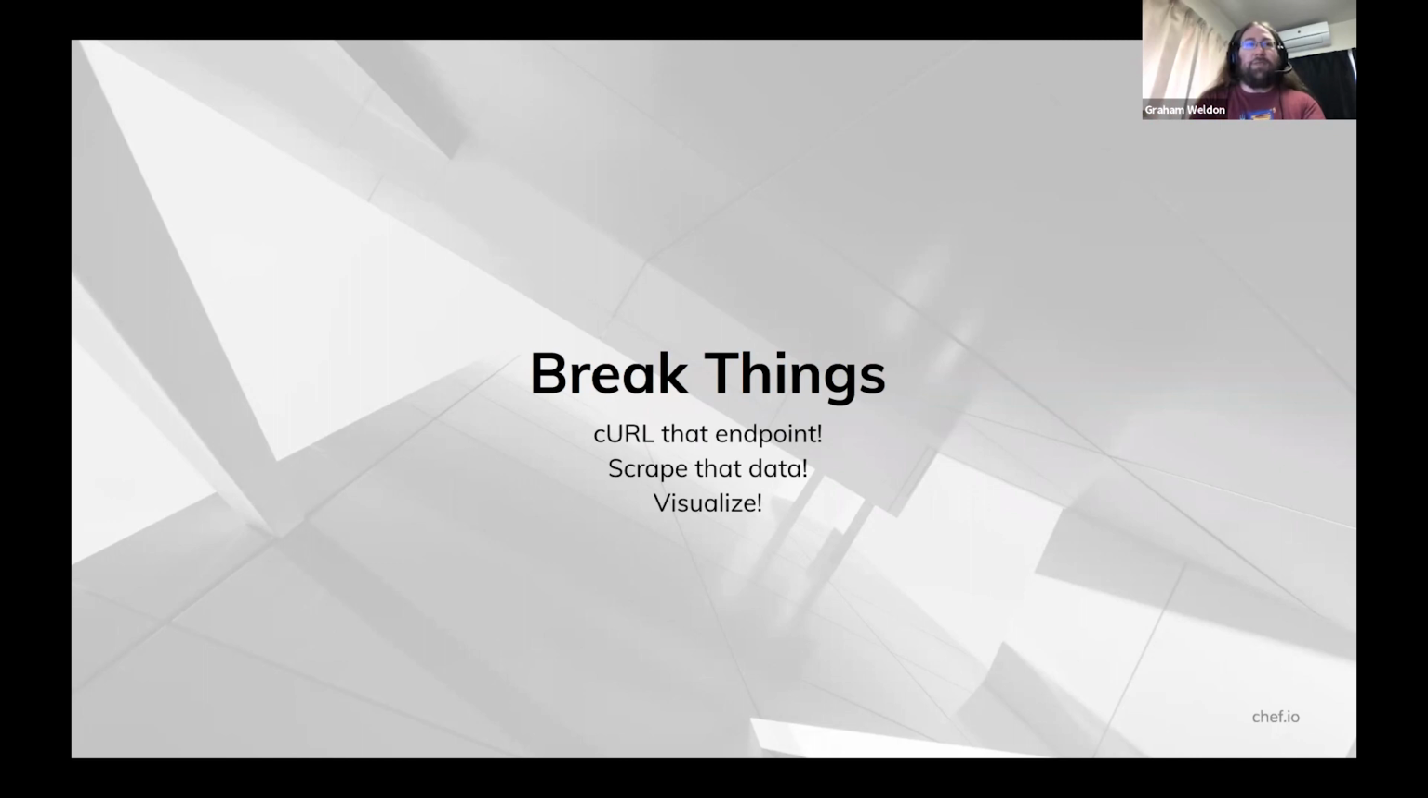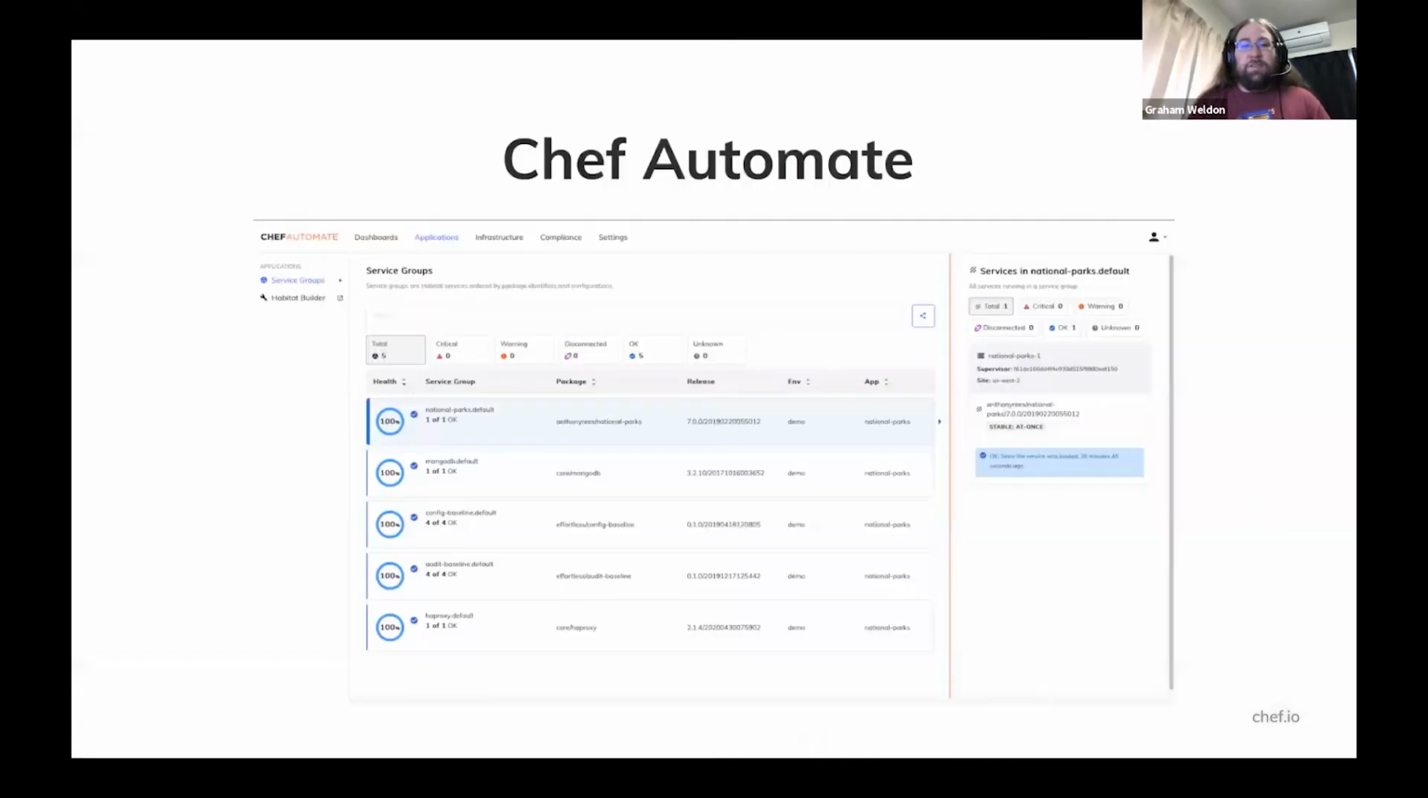Curl those endpoints. Have a look, have a play, scrape the data, visualize it in a way that makes useful sense to you. There are a couple of tools that allow you to do this. So something that I'm not using personally, but I saw this and was just super impressed with what's going on. Chef Automate has the applications tab now to visualize what's going on in Habitat. Definitely have a look into that.